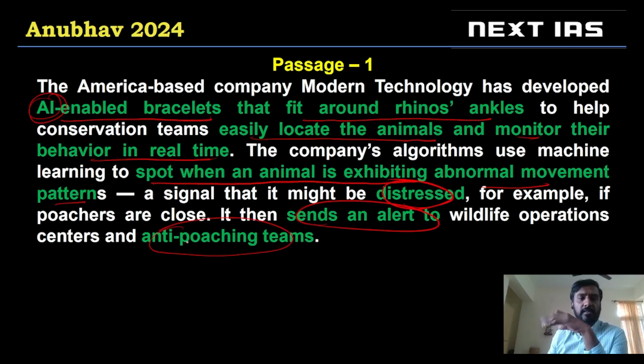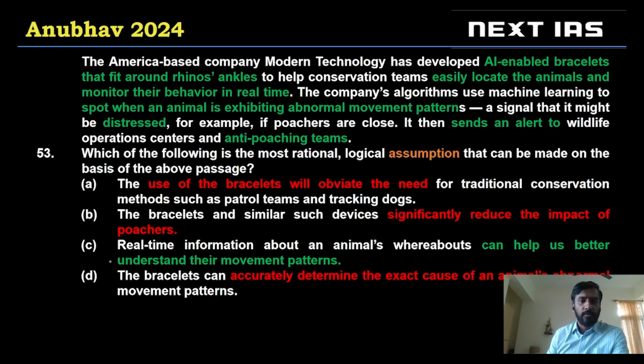From the distress and movement it understands that perhaps there are poachers, and it will send an alert to the anti-poaching team. Okay, so we are making an assumption, a valid assumption based on this. Let's look at A. Use of bracelets will obviate the need for traditional conservation. Obviate the need is trying to say we will no longer need it. Traditional methods, tracking dogs, patrol teams will not be needed. It will be obviated. This is invalid, beyond the scope of the passage.